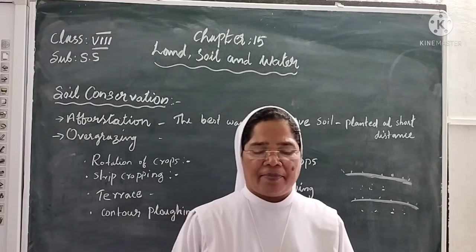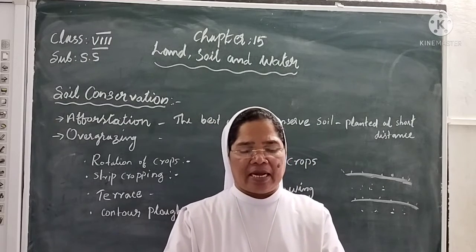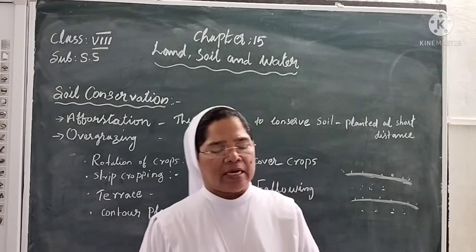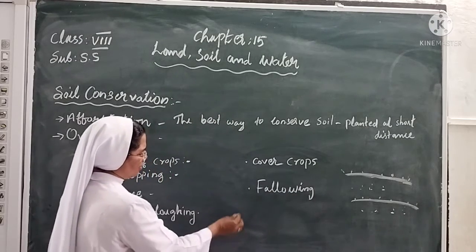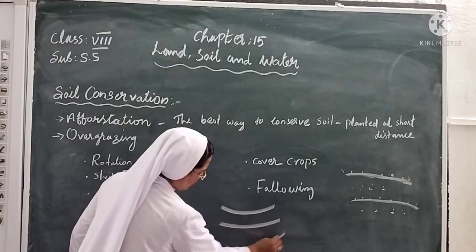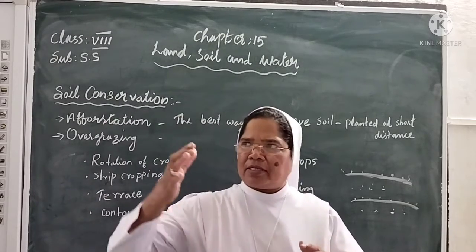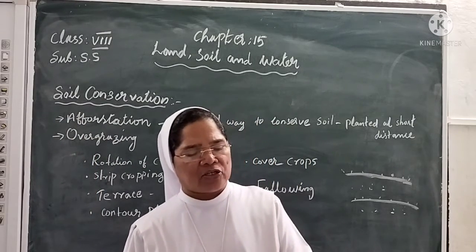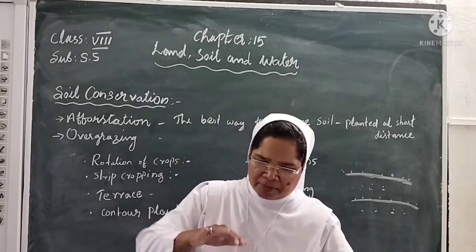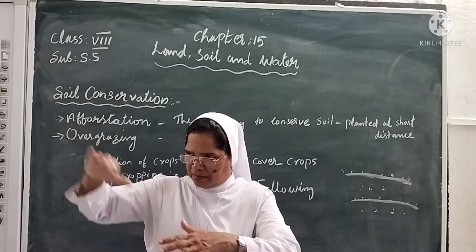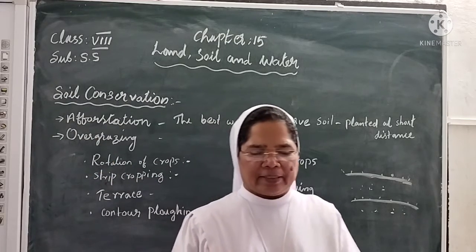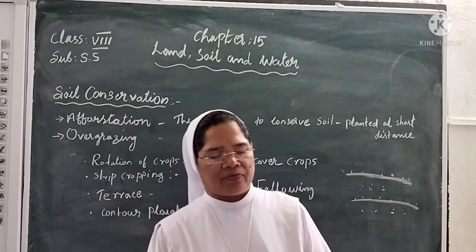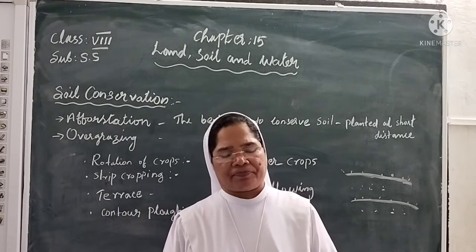Then terrace farming is the practice of cutting steps in hill slopes to provide flat land for cultivation and to check soil erosion. We cut steps from the top, step by step, and we can plant on them. That is what we call a terrace.